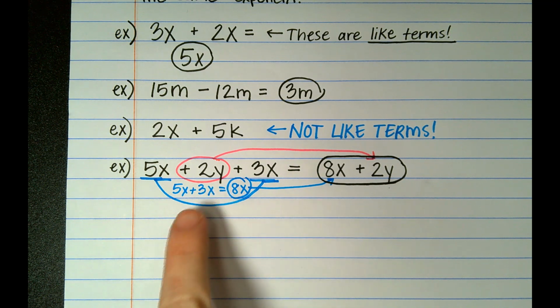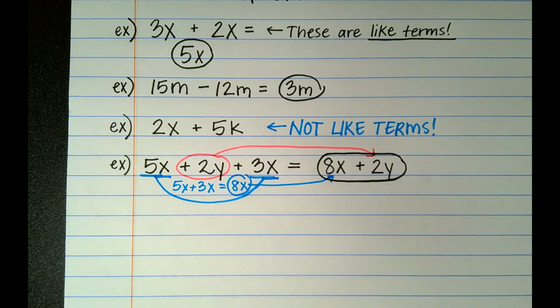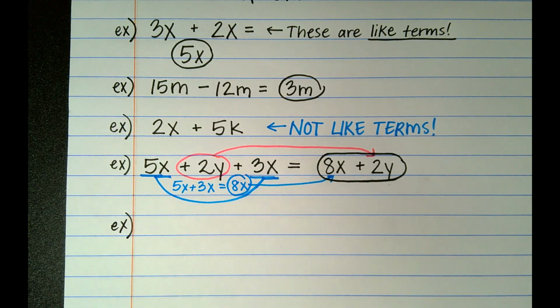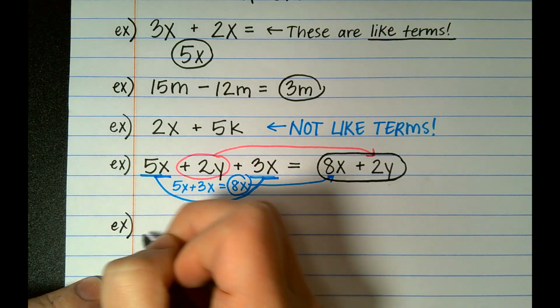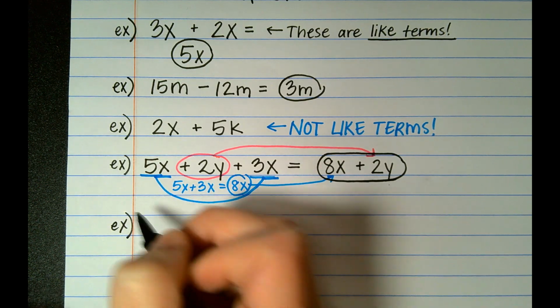So if we can't combine it with another term, it just stays how it is. We don't get rid of it. It stays, but we just can't change it and combine it. So let's do another one. It's almost like a problem undone. It is. It really is.